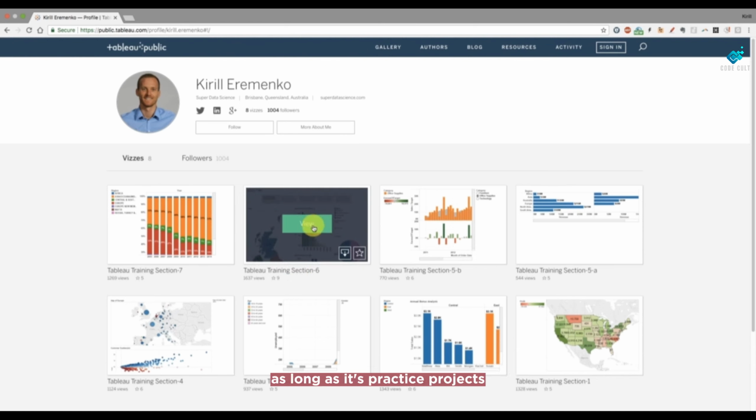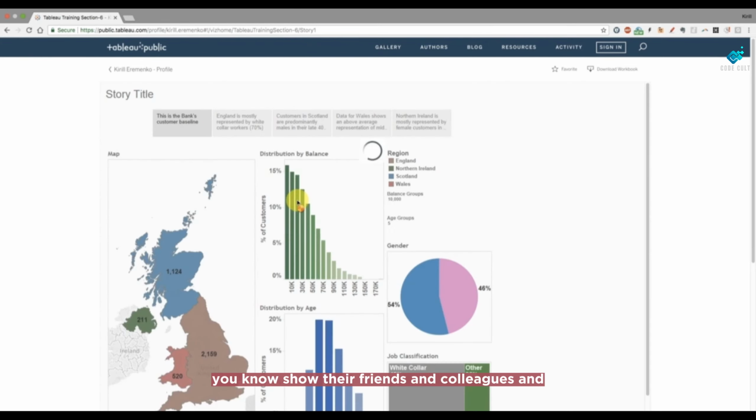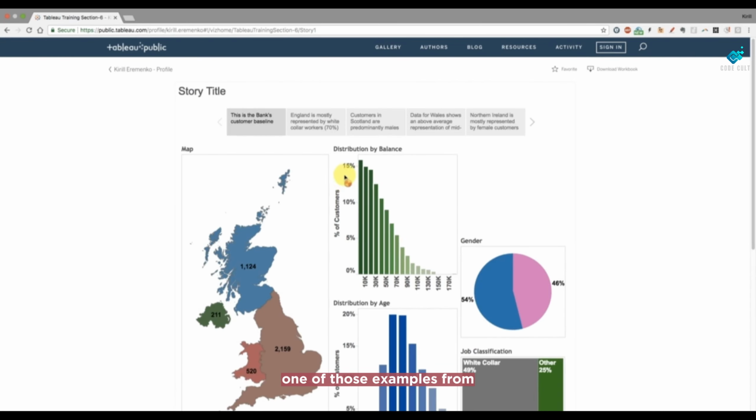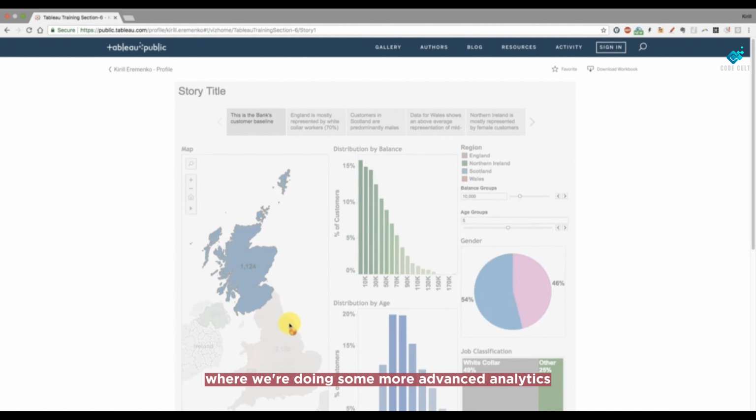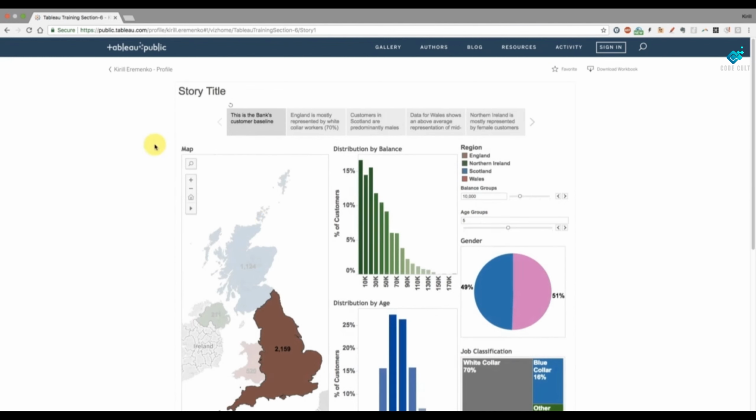As long as it's practice projects like we're doing now, I actually encourage students to upload their projects here and to share and show their friends and colleagues and maybe family, or get feedback from others. So here you can see one of those examples from one of our other courses where we're doing some more advanced analytics or building a dashboard and things like that. So yeah, that's just a quick note on Tableau Public.